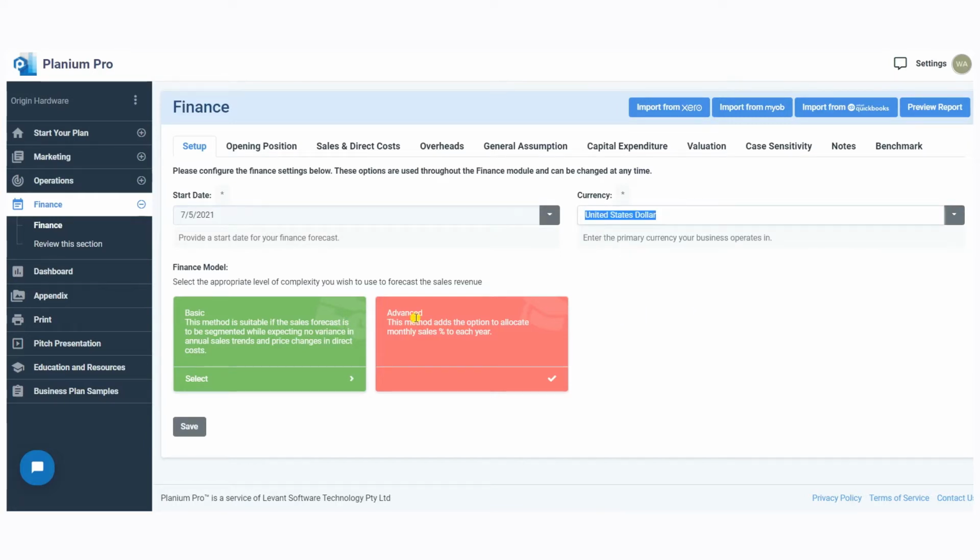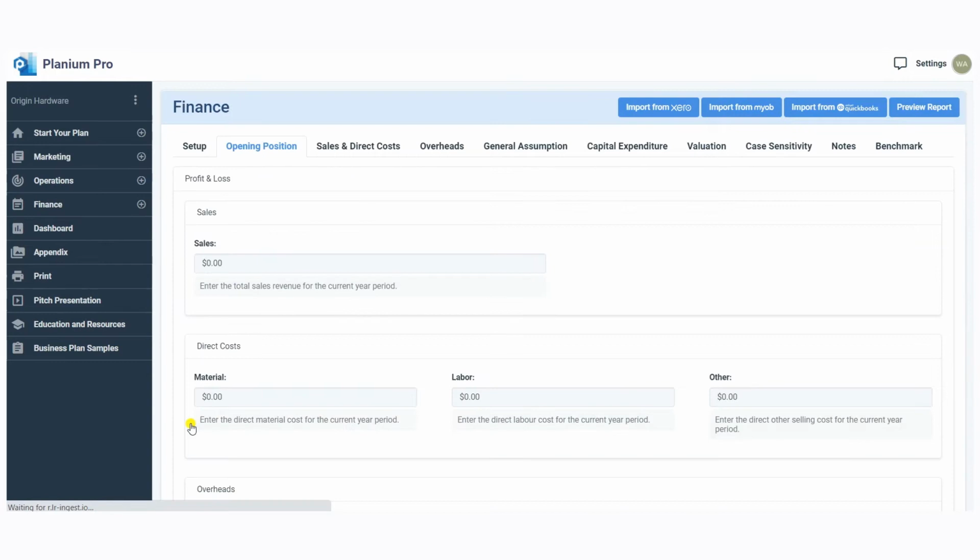In case you predict your sales and direct costs to stay the same throughout each year, choose the basic model. But if you believe you need to allocate monthly sales percentage to each year, choose the advanced. These setup options are used throughout the finance module and can be changed at any time.